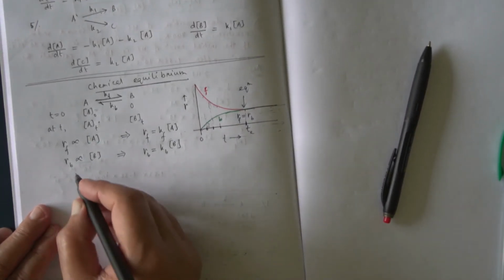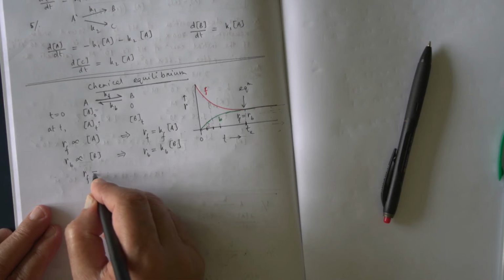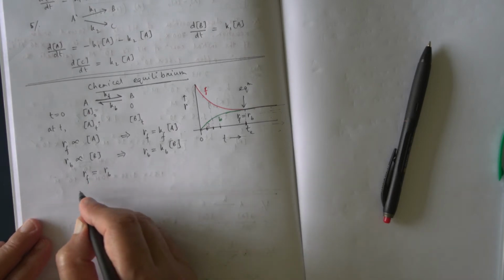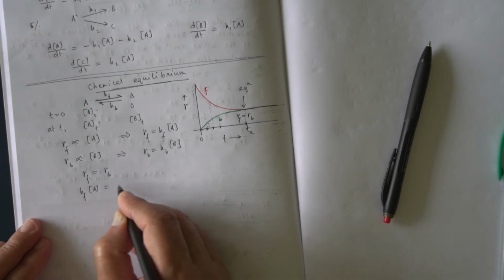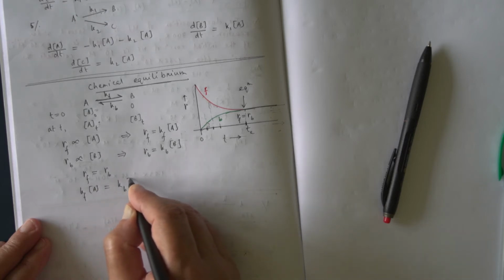So speed of forward reaction becomes equal to speed of backward reaction. That means KfA becomes equal to KbB.